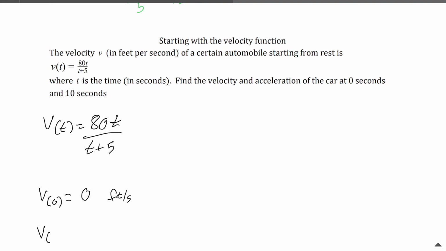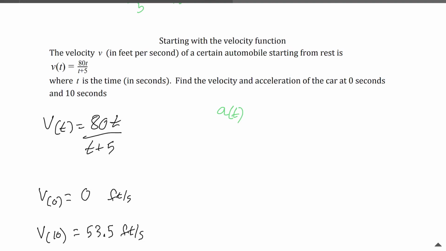If we want to find the velocity at 10, we're just going to substitute the 10 into that equation, and we end up with 53.5 feet per second. Now, the question also asks us to find the acceleration at both 0 and 10 seconds. So we know that if we have velocity, all we have to do is take the derivative of our velocity function to find that acceleration function.